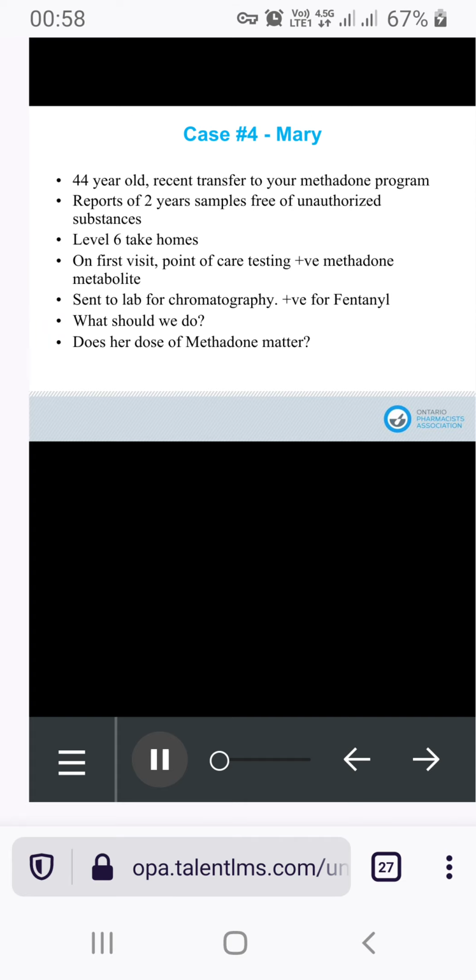Case 4. Mary, 44 years old, recent transfer to your methadone program. Reports 2 years of samples free of unauthorized substances, level 6 take home. On first visit, point of care testing was positive for methadone metabolite. Sent to lab for chromatography, positive for fentanyl. What should we do? Does her dose of methadone matter?